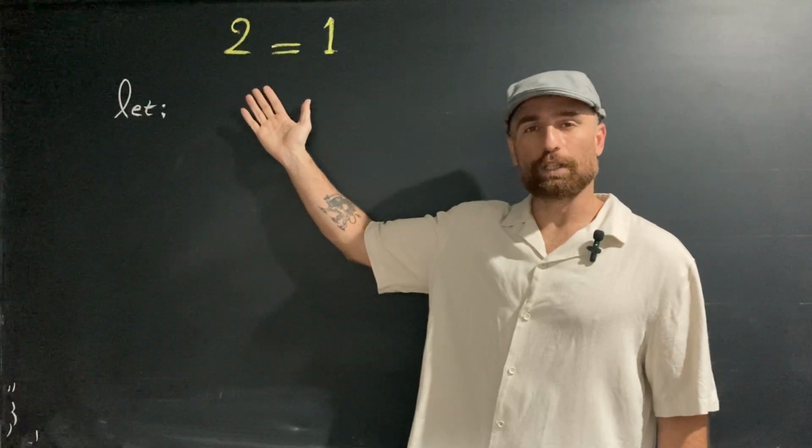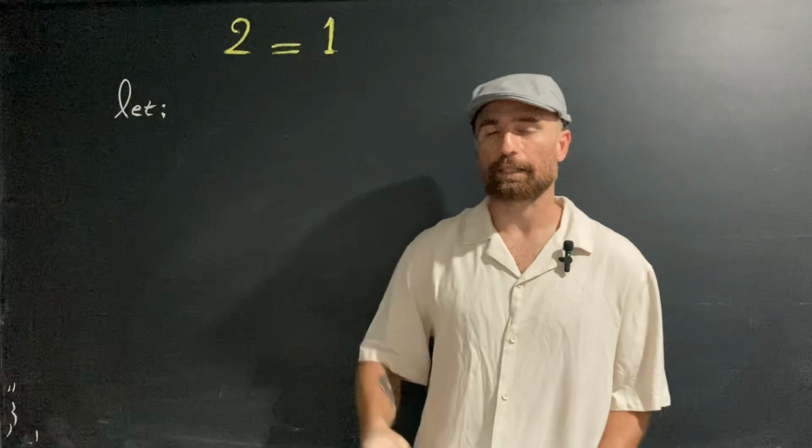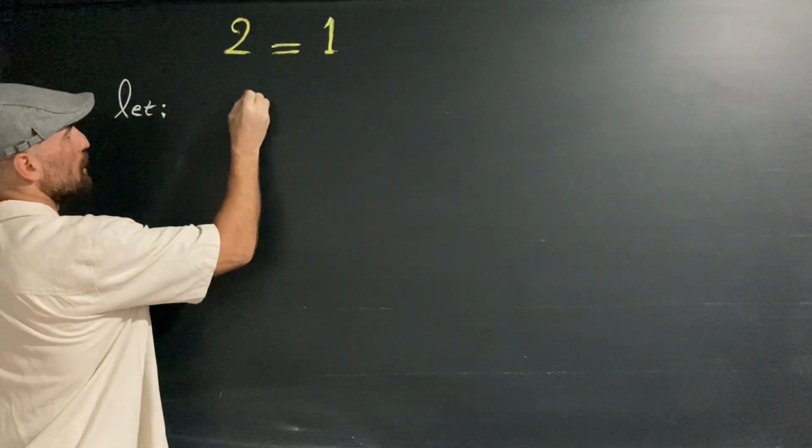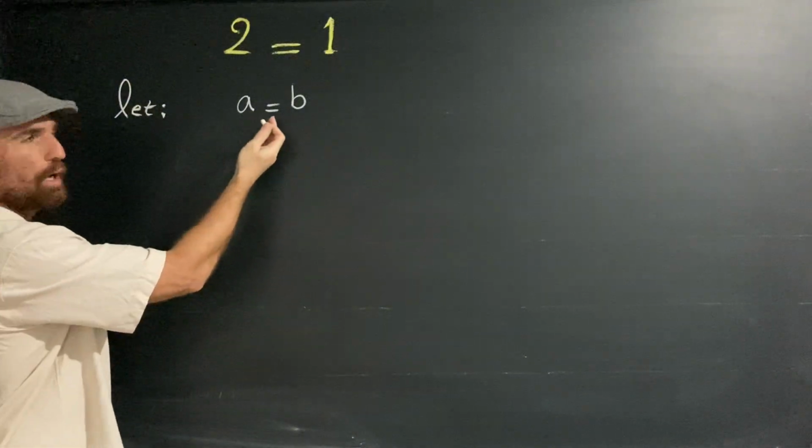We are going to prove 1 equals 2, but how? A great way to show 1 equals 2: just let A equals B. Let me write it here. A equals B. Then multiply both sides by A.